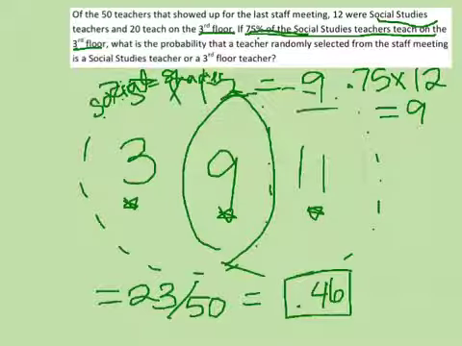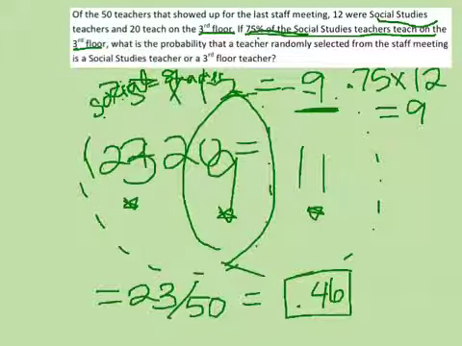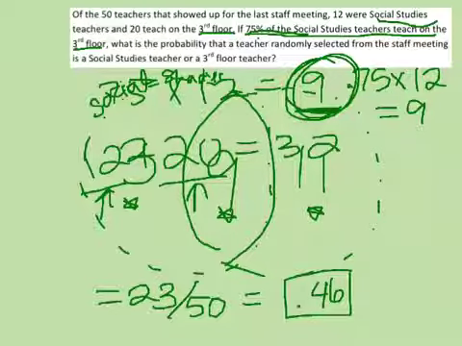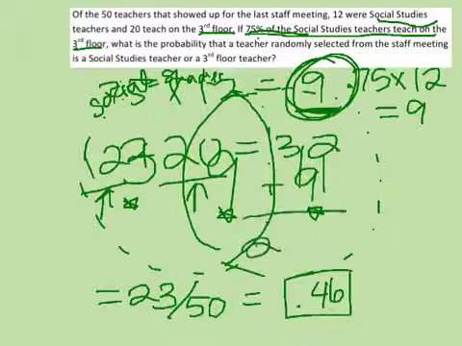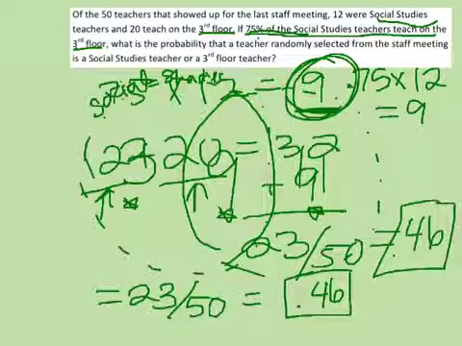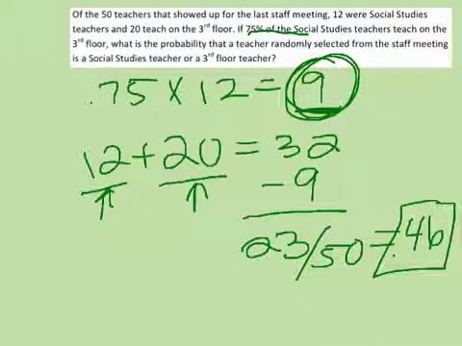And so we know that if we just added 12 plus 20, which is 32, that means we're double counting these 9 teachers because those 9 teachers were a part of this and they were a part of this. So in order to not double count them, we just have to take them away so that we're single counting them. So we subtract 9, and either way we get 23, which we have to put out of 50, and again we get 0.46. Nothing is really any different. So choose the way that makes the most sense for you, and that's what you can use on the test.